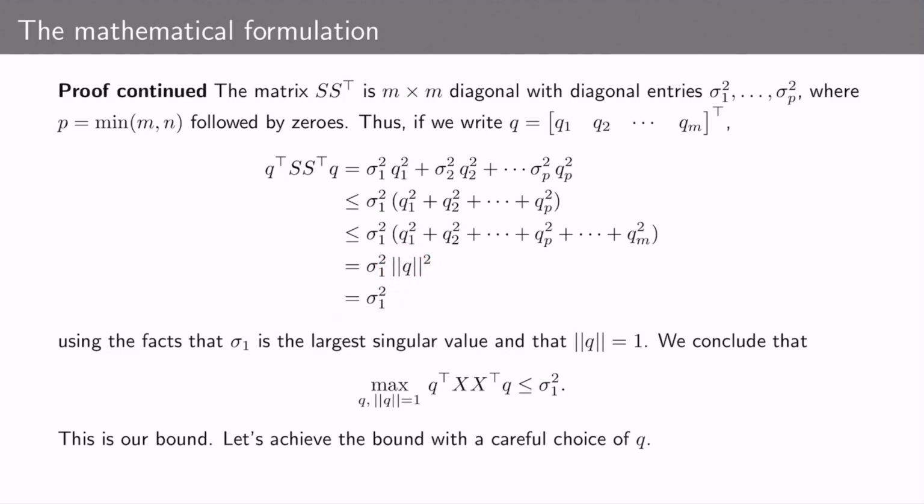And our conclusion is that no matter how I choose Q, Q transpose S transpose Q must be less than or equal to sigma 1 squared. So remembering that this quantity is equal to Q transpose X transpose Q, this quantity, the variance, must be less than or equal to sigma 1 squared for every choice of Q. Therefore, the max over all choices of Q must also be less than or equal to sigma 1 squared. That's our bound. So now we'll show that we can achieve the bound with a careful choice of Q.